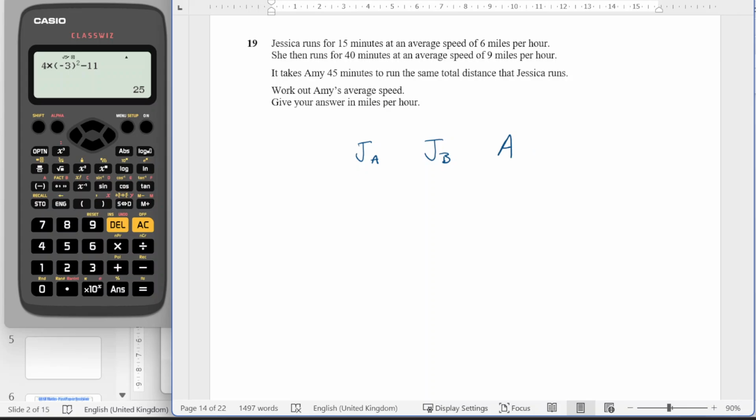So the first part of Jessica's journey, speed, distance, time. We really want to work out the distance for both parts, but her time is 15 minutes, which is a quarter of an hour. And then time for the second part is 40 minutes, which is, if we think about it, 2/3 of an hour. 20 minutes is 1/3 of an hour. Speed of 6 and speed of 9.